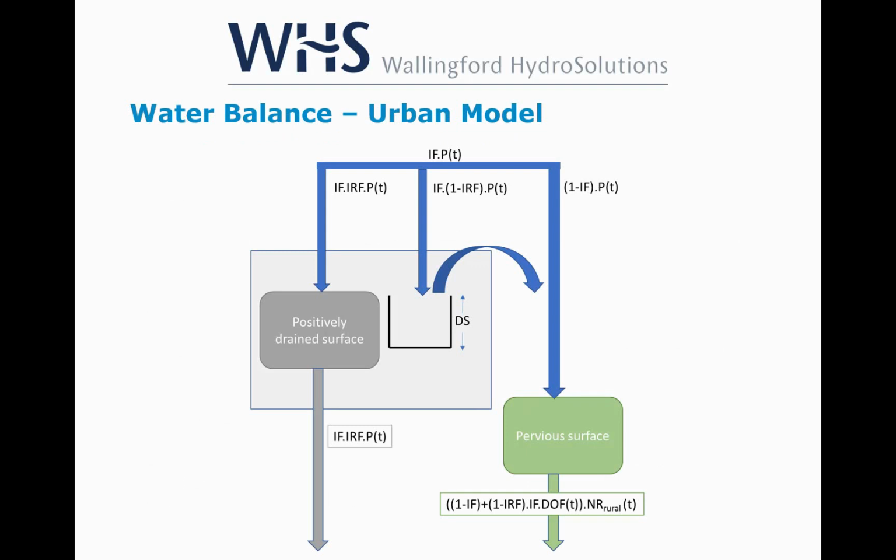So here's a depiction of what I've described there. On the right-hand side, we've got our pervious surface. This is all within the urban area. And on the left-hand side, we've got the positively drained surface. And we can see our depression storage here. Once that depression storage is full, then it will run off and it will be added to our pervious surface runoff.